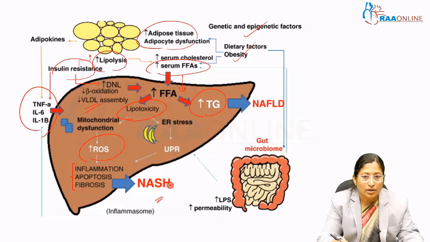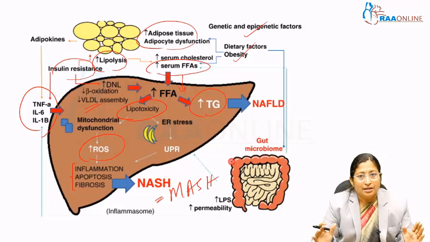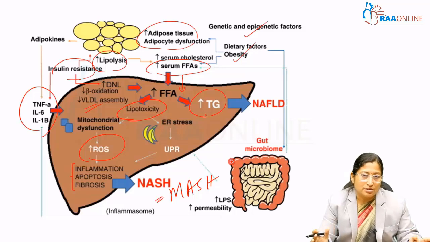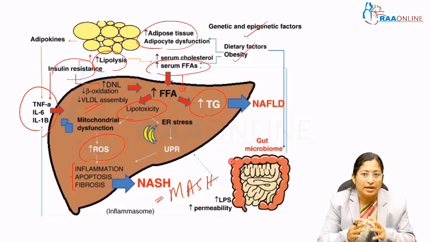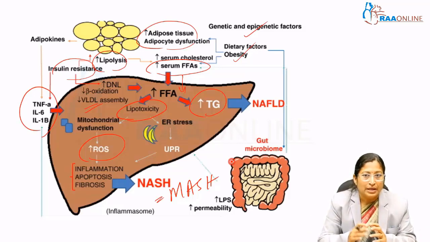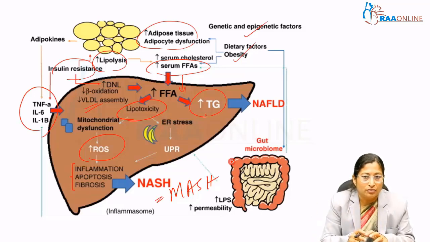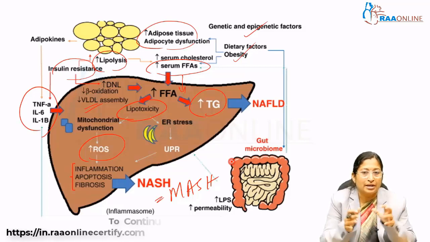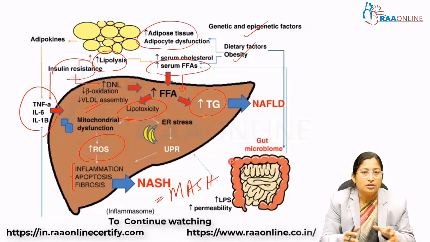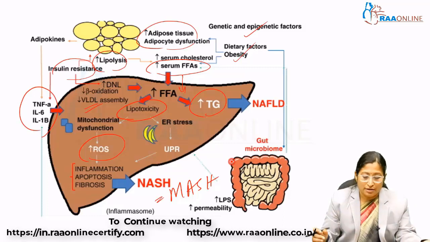This is an older term, so now we will rename it as MASH. Okay. So ultimately, this is the pathogenesis. The basic problem is insulin resistance, and there is adipocyte dysfunction. Ultimately, a lot of triglycerides are produced in the liver, and VLDL assembly is also reduced, so triglycerides get accumulated in the liver. All these inflammatory cytokines are going to result in mitochondrial dysfunction and hepatic iron deposition, and all that is going to result in increased reactive oxygen species, ultimately resulting in inflammation and fibrosis.